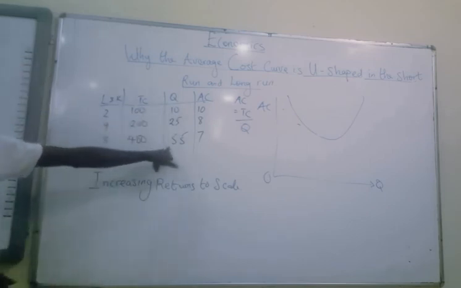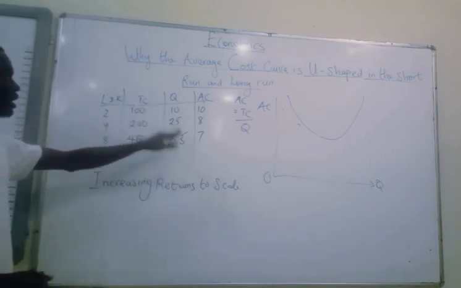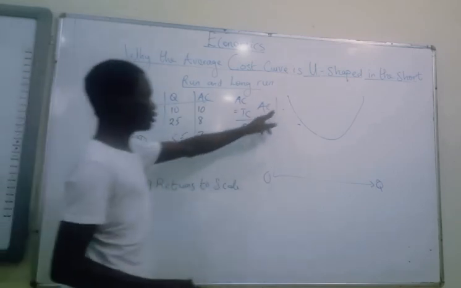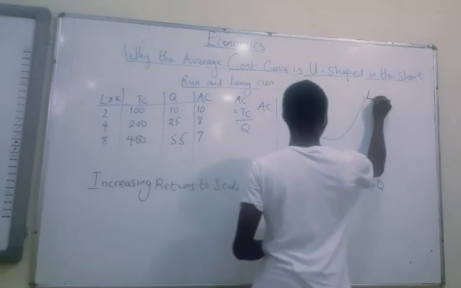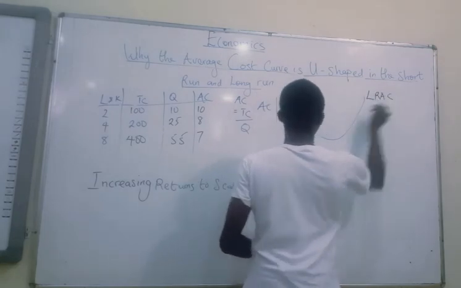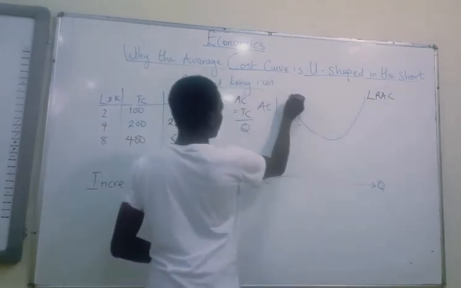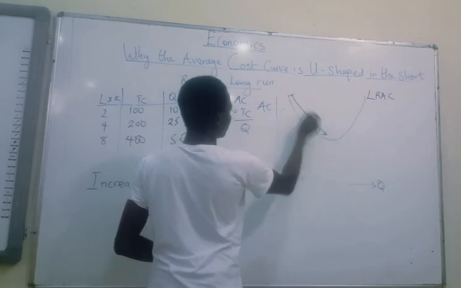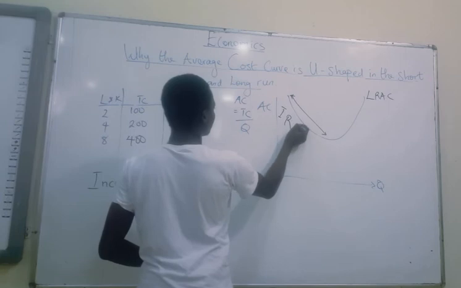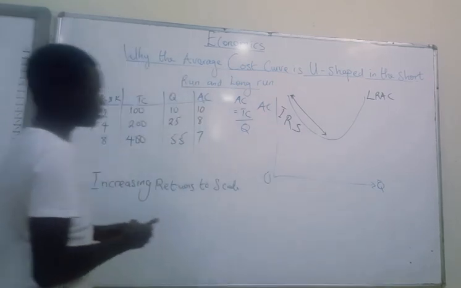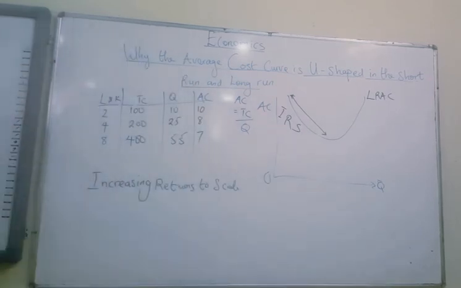Total product is increasing. So that tells us that this particular portion of the long run average cost curve, let me name it LRAC, this particular portion, all of this is simply increasing returns to scale. So that's that about that.